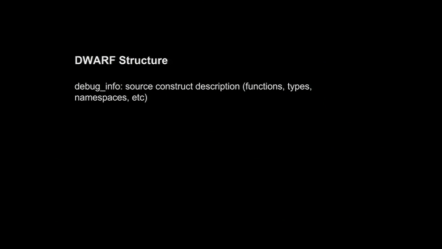So DWARF has lots and lots of data for lots and lots of different things. Two of the biggest main sections that we'll care about here are debug info, which is essentially just a tree structure that looks almost like XML. You've got tags and attributes. You can describe all sorts of things using those tags and attributes. And debug line, which is the line table, which describes which instructions in the program correspond to which line of source code.